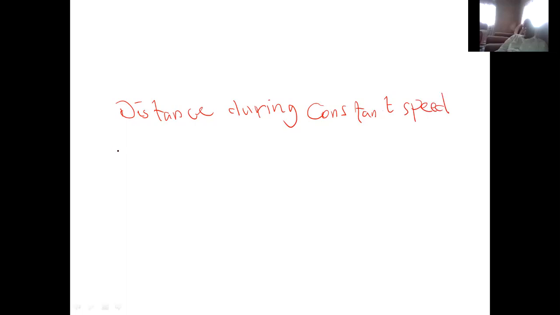And so we will say the distance during constant speed will be equal to, which we can call distance 2, which we said is B, because it is equal to the area of a rectangle. We can multiply the length by the height.